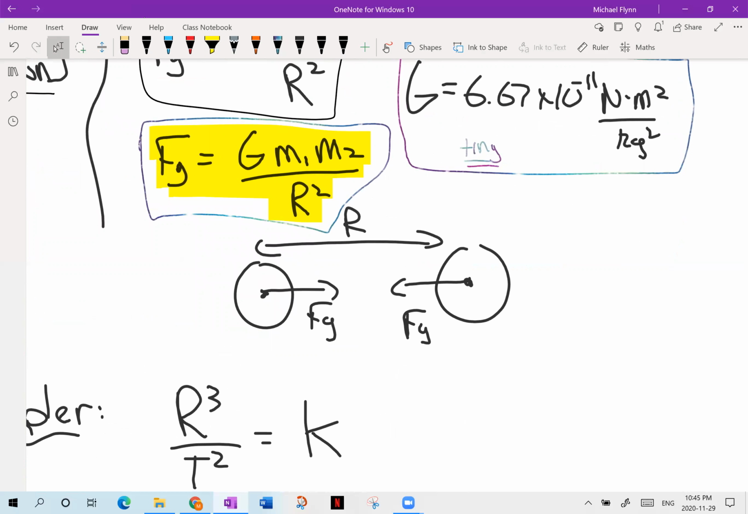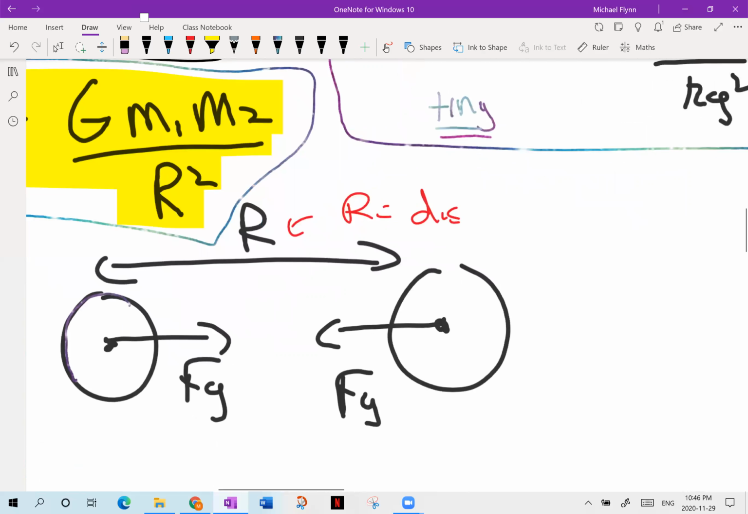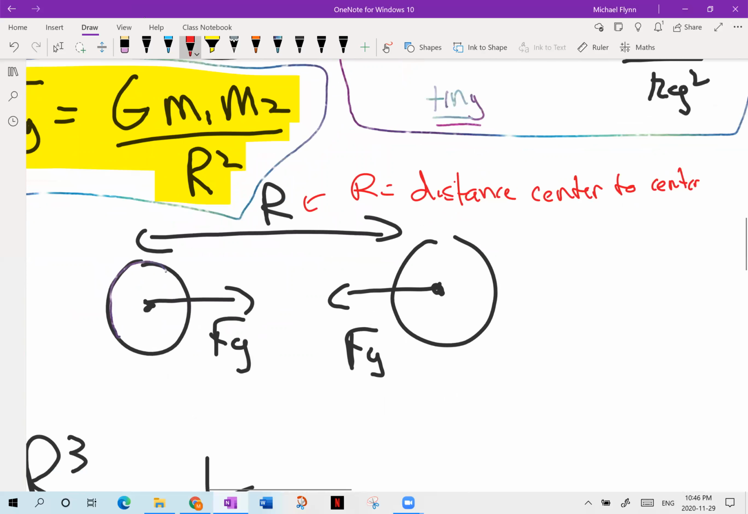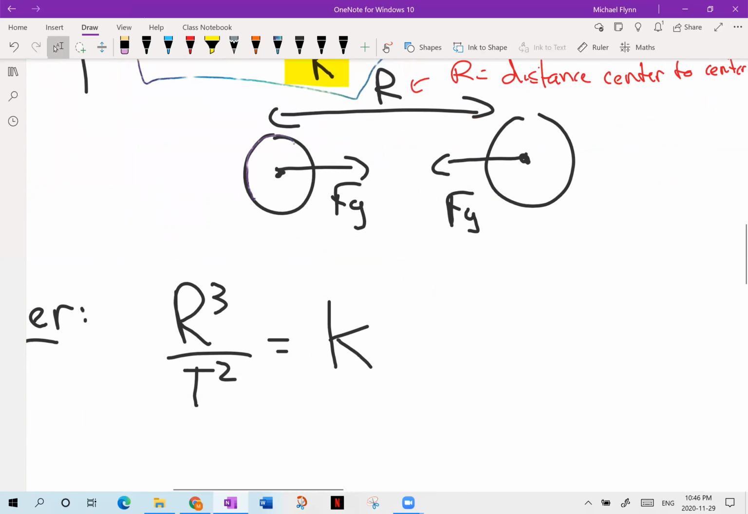Now, here's the deal. You have two objects. We measure the distance between them, r equals distance, center to center. So what's the distance between you and Earth right now? It's not 0 because you're standing on it. It's the distance between you and the center of the Earth, which is around 6,400 kilometers.